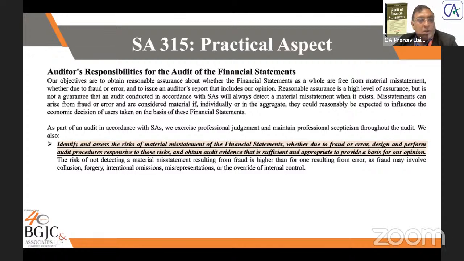Now the highlighted portion, we are giving a statement in our audit report, right? And SA 700 is applicable on audit reports of all entities, whether it's an LLP, a trust, any other non-corporate entity or a corporate entity. So the statement we make as auditors is: as a part of our audit, we also identify and assess the risk of material misstatement of the financial statements, whether due to fraud or error, design and perform audit procedures responsive to those risks, and obtain audit evidence that is sufficient and appropriate to provide a basis for our opinion. So in our audit report, we are saying we assess the risk of material misstatement. So in a way, we are duty bound to comply with the requirement of SA 315.